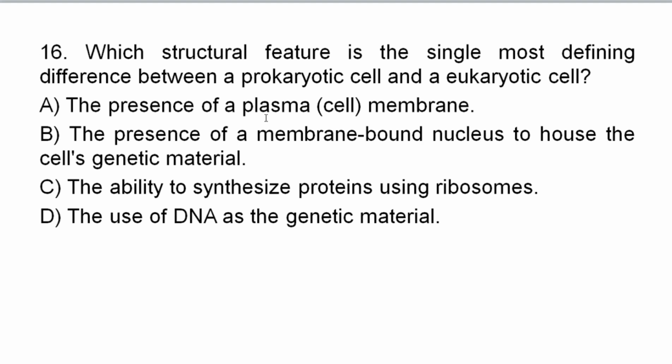Good. The correct answer is B. The presence of a membrane-bounded nucleus to house the cell's genetic material. This is found in eukaryotic cells, but prokaryotic cells do not have a membrane-bounded nucleus. They share that both prokaryotic cells and eukaryotic cells have a plasma membrane. Both have ribosomes to synthesize proteins. Both have genetic material, or both have DNA. Good. So the correct answer for question number 16 is B.